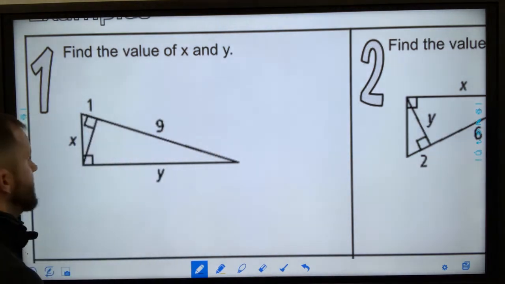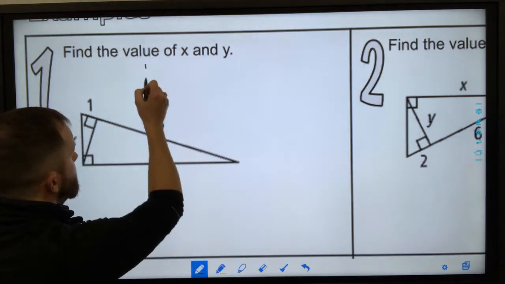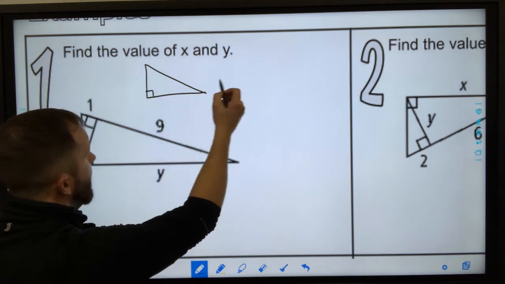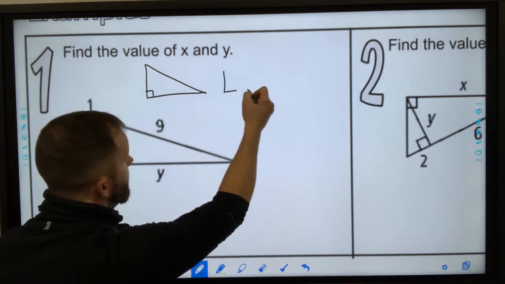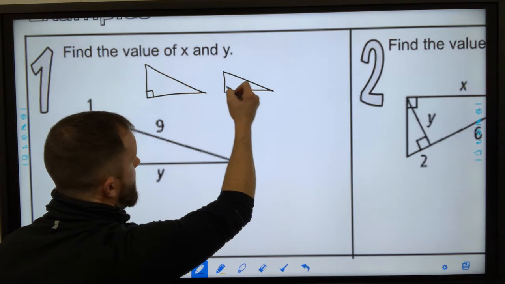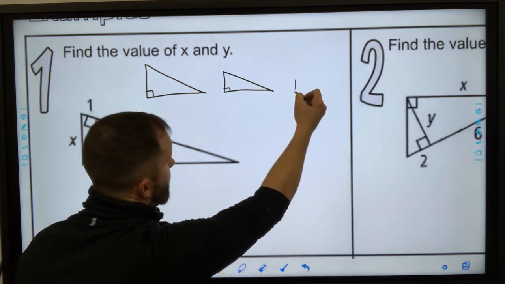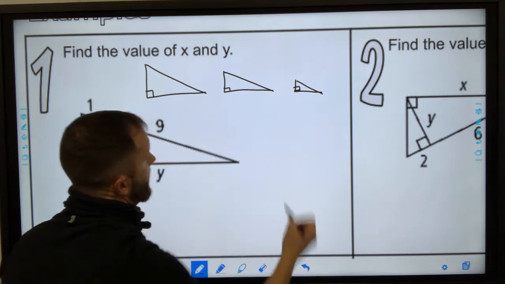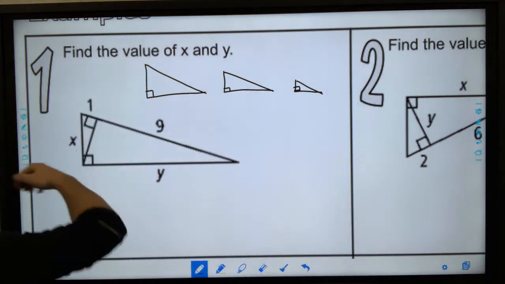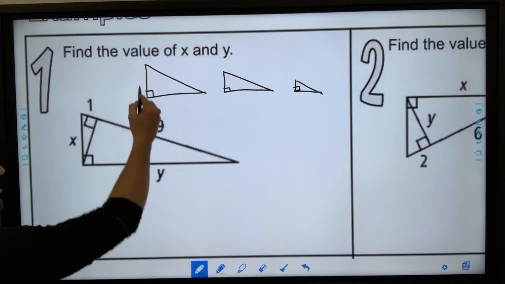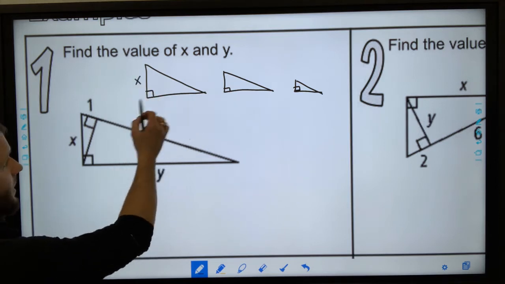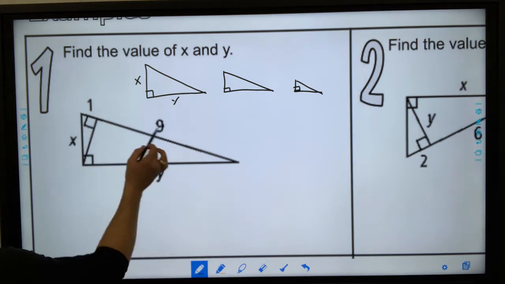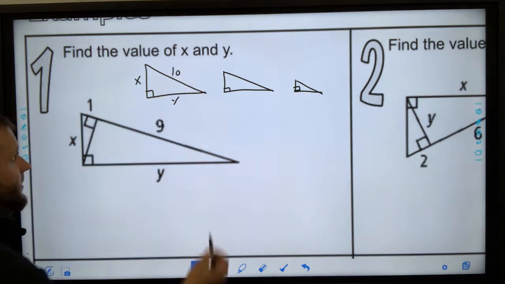So first I'm going to draw my big triangle in the same direction here. Then I'll draw my medium triangle, and then a little bitty triangle over here so we can see what's going on. In my big triangle, my shortest leg is going to be X, my middle leg is going to be Y, and my entire hypotenuse is going to be 9 plus 1, which is 10.